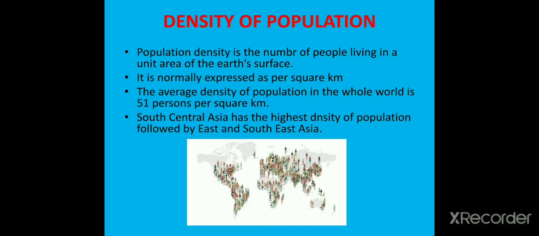Now let us see about density of population. Population density is the number of people living in a unit area of the earth's surface. It is normally expressed as per square kilometer. The average density of population in the whole world is 51 persons per square kilometer. South Central Asia has the highest density of population, followed by East and Southeast Asia.